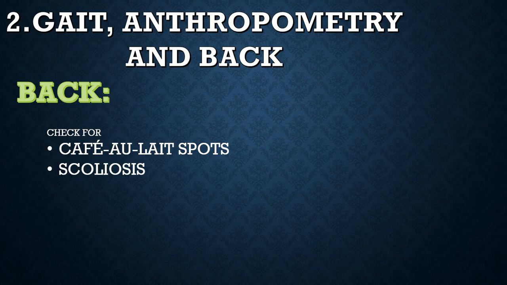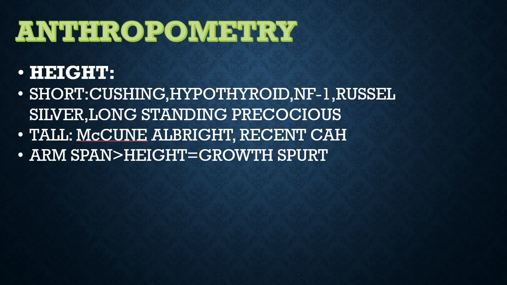Now the second thing to note is the gait, the anthropometry and the back. At the back, you will look for any café-au-lait spots or any scoliosis. And in anthropometry, there are important things that you have to measure.